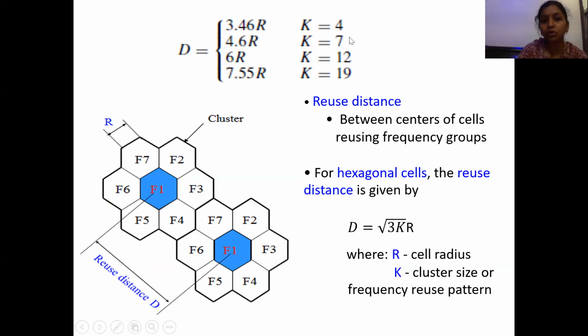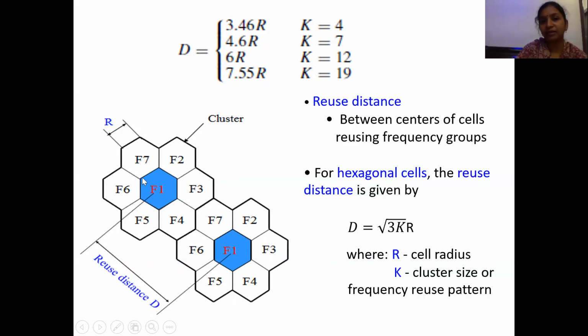That is K is equal to 7. So F1, F2, F3, F4, F5, F6, F7. This group we are calling a cluster. This group is repeated a number of times. You can see again here it is repeated. And you can see here the red color F1.